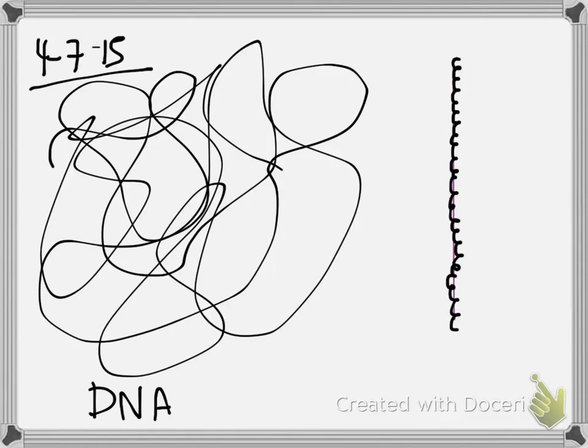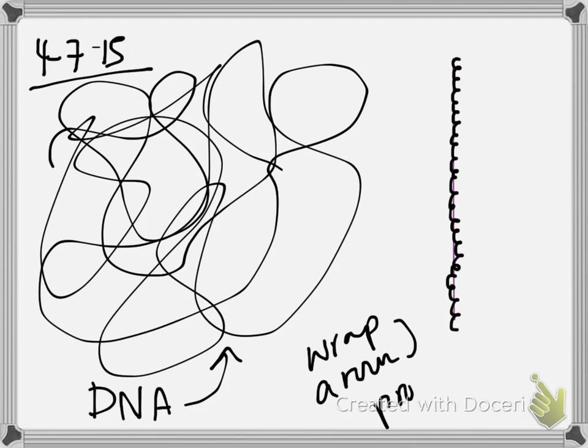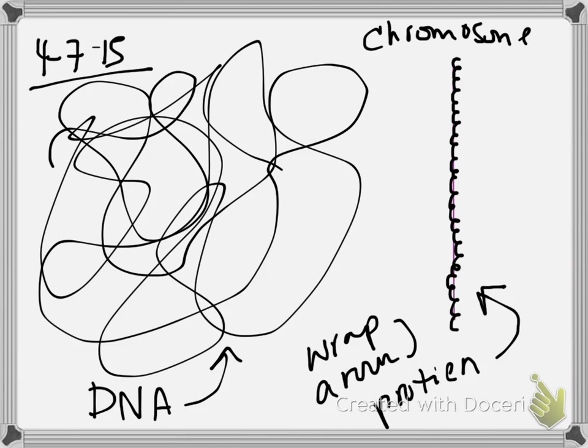Whoops. So, for each one of these, we've got all this DNA. We wrap it around some protein. And now we have this nice, neat package called a chromosome. Okay? Nice, neat package. This is vocabulary. This is notes. You should be writing this down. And you probably want to draw some pictures too, especially if you're a visual learner.